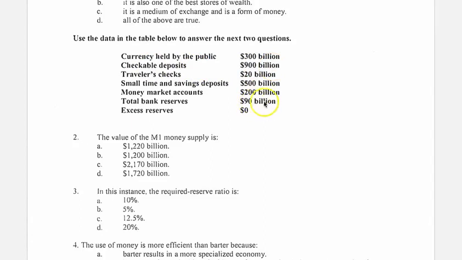So 90 divided by 900, that's going to be the required reserve ratio. So 10% is the answer. That's why for question number 3, answer A is right.